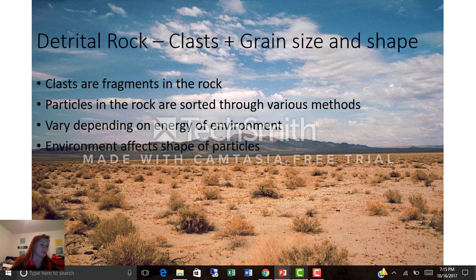Feldspar is additionally chemically unstable. It tends to break down by reacting with water, forming clay minerals. Because of this, it breaks down before it can form a sedimentary rock. Feldspar accounts for about 60% of the mineral content in source areas, but only about 10 to 15% of mineral content in average detrital sediment.